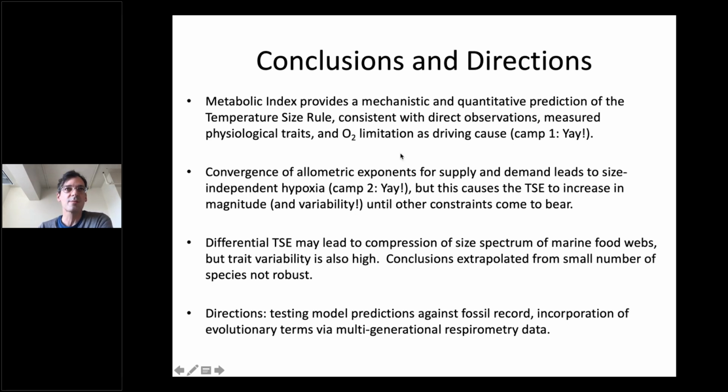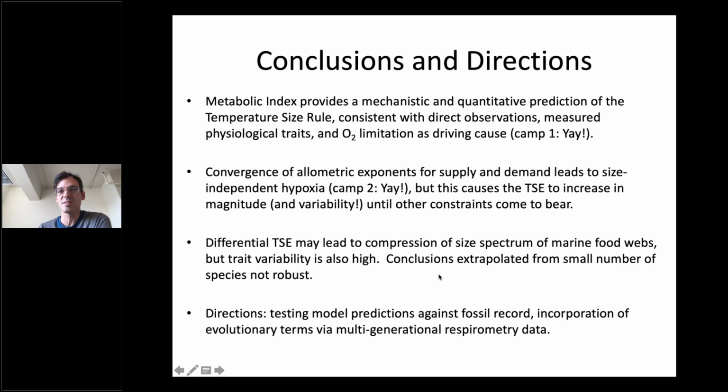Camp 2 can also claim some important correctness, because as one gets toward larger and larger body size, that allometric exponent does come to be very size independent. Epsilon converges on 0, and that does mean that other constraints on body size are going to come to bear, because once epsilon reaches truly 0, there's no body size change of any kind that's going to save you from a loss of aerobic scope.